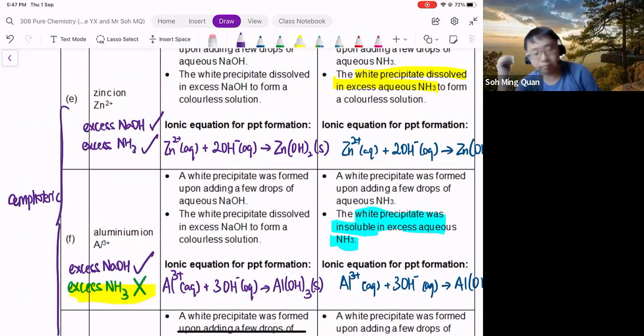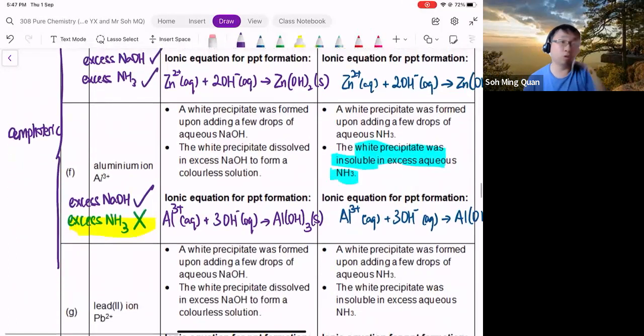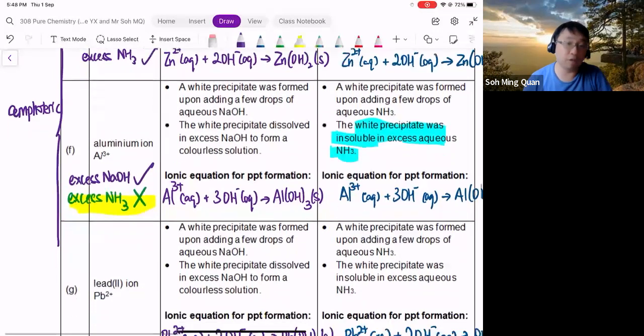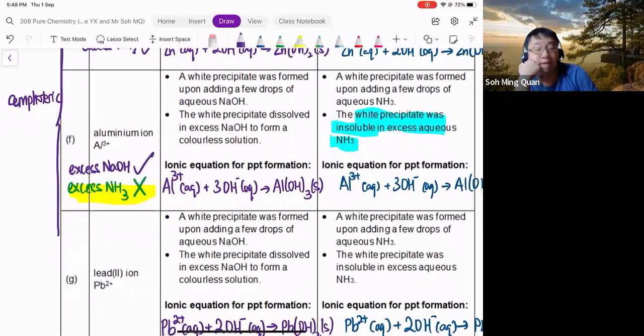All right. Now, lead, you don't do in the lab. Not in practical because toxic. But you need to know for theory. Now, lead, you will realize, is the same as aluminium. Excess NaOH will dissolve. But excess ammonia doesn't dissolve.